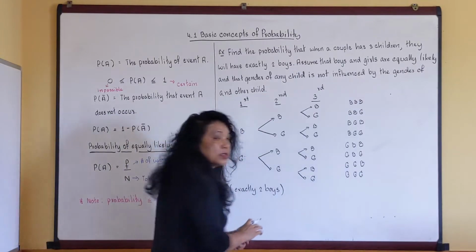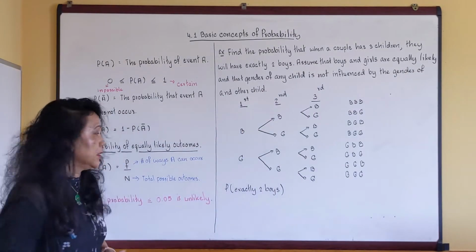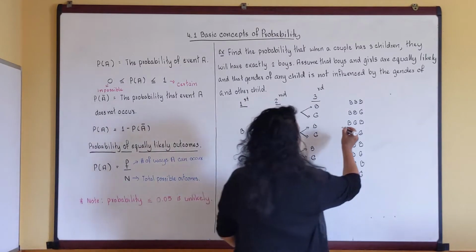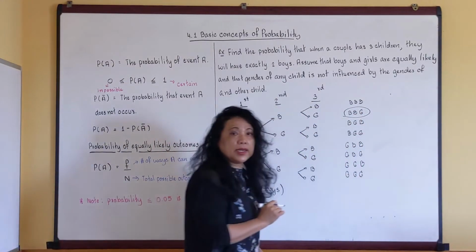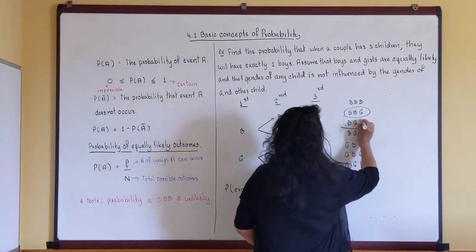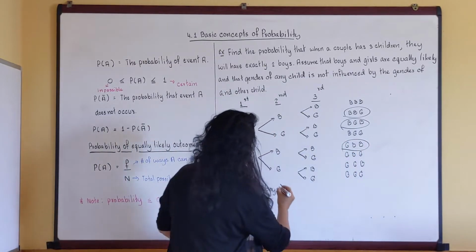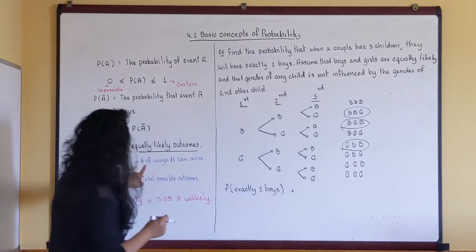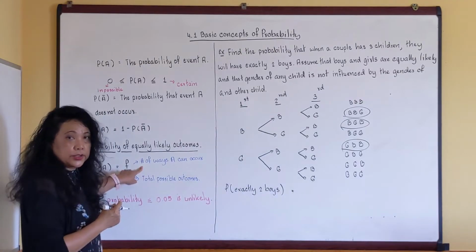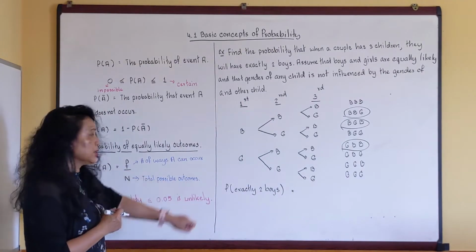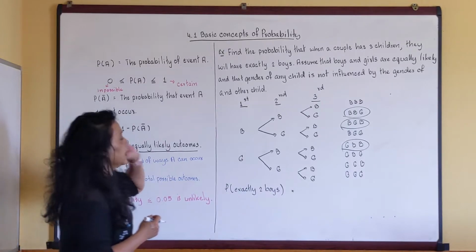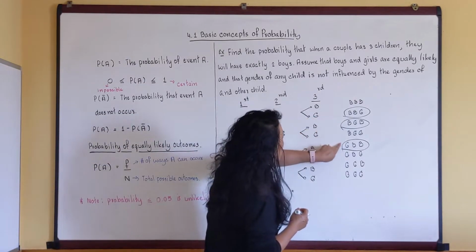Exactly 2 boys. So we don't care which order. Alright, exactly 2 boys. Is this one, that's 2 boys. That's 2 boys. That's 2 boys. So let's say the number of ways A can occur, where A is exactly 2 boys. The number of ways A can occur is 1, 2, and 3.